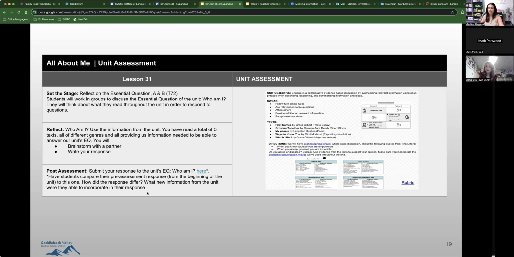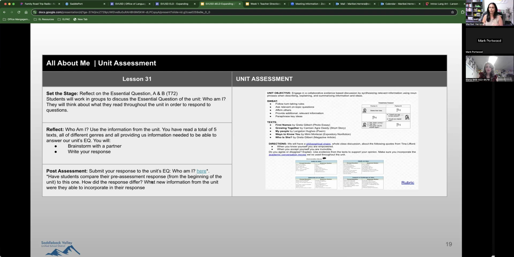And the post-assessment, that's something that was different. I'm glad that I went to this page because it is different from last year. Every unit will have a pre-assessment and a post-assessment. And the pre-assessment will always be surrounding the essential question of the unit. So you're just gonna put it out there and assess the students: what do you know?